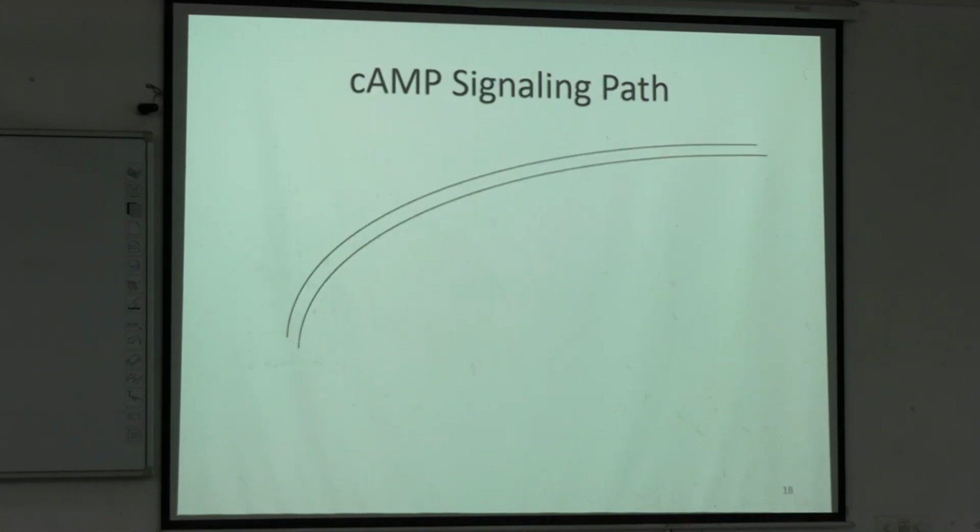Starting with the cyclic AMP signaling pathway. This is a cell membrane, receptor, G protein, effector, ATP, cyclic AMP. What is the name of the enzyme? E. What is the name of this enzyme? Adenylyl cyclase.